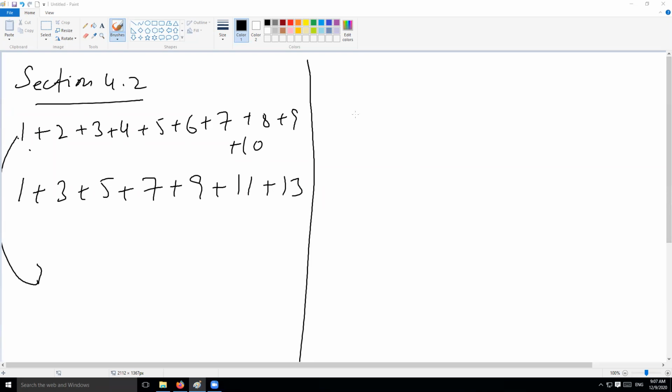So the general form of this sequence is going to be what? I know that it is going to be what? So you can figure out that this is going to be n actually.